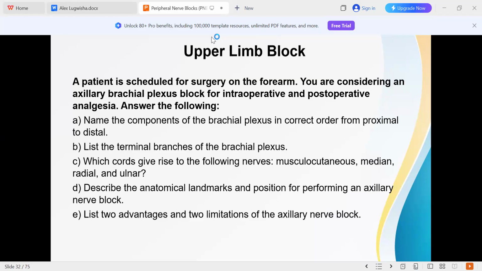Yes, Prof. Musculocutaneous comes from the lateral cord, median from the posterior division, and ulnar nerve from the medial cord. There are 5 terminal branches. Okay, good attempt. Tapiwa, you want to chip in something?